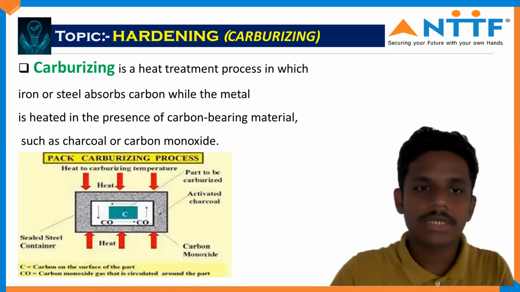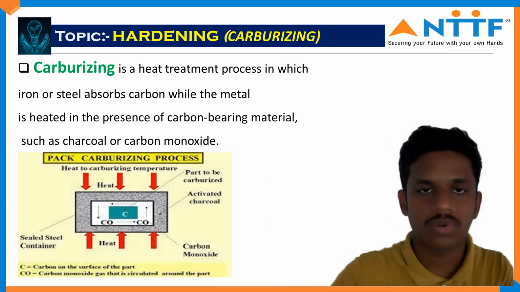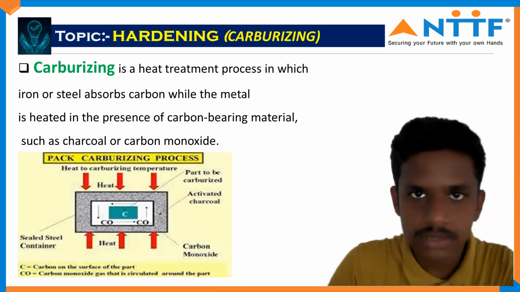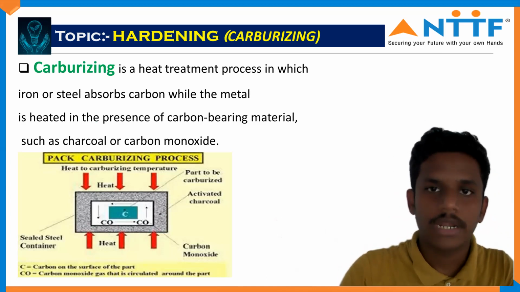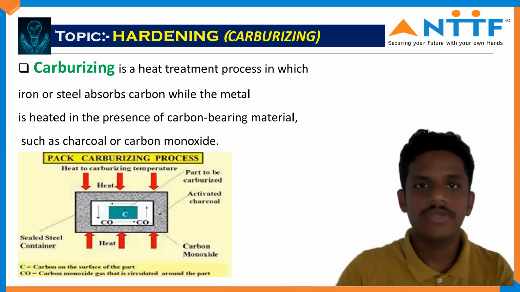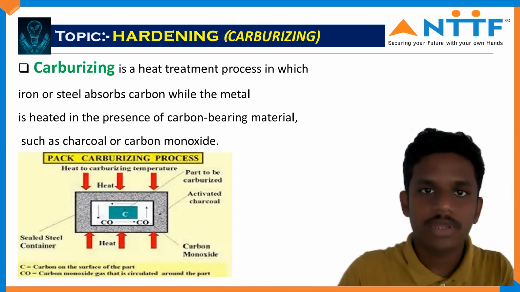Carburizing. Carburizing is a heat treatment process in which iron or steel absorbs carbon while the metal is heated in the presence of carbon bearing materials such as carbon monoxide or charcoal. As you can see in this diagram, there are two layers, in which one layer consists of activated charcoal and the second consists of carbon monoxide, and in the center of these two layers our work is located.